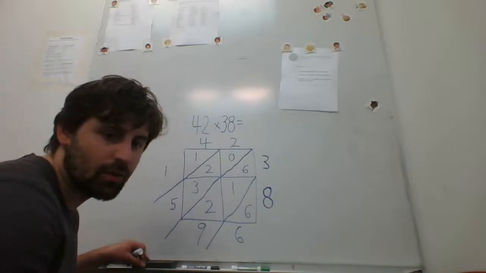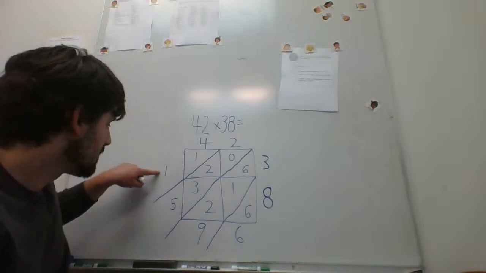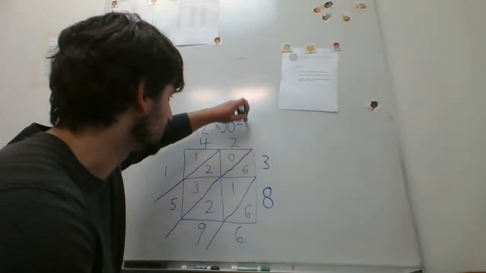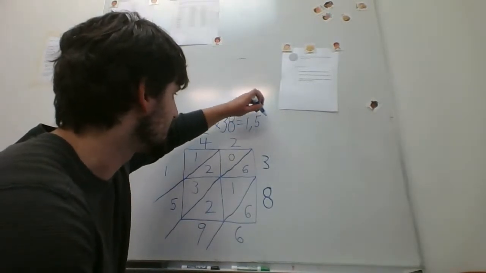If you read the digits going across, 1,596. 42 times 38 equals 1,596.